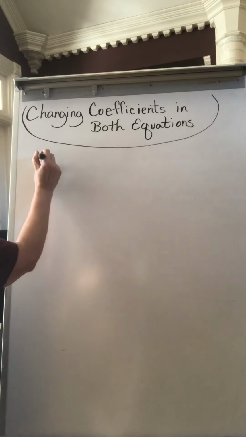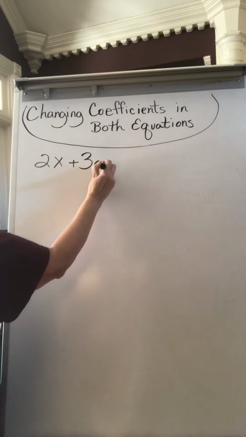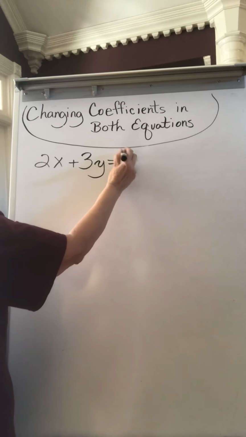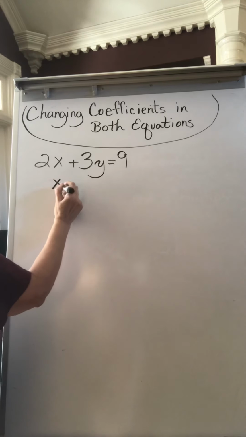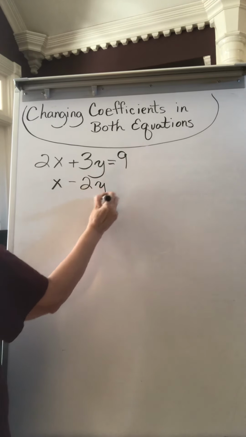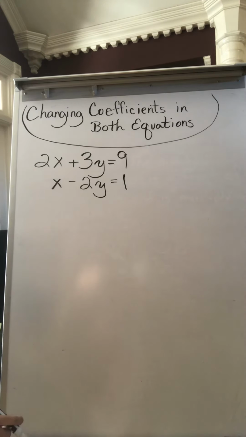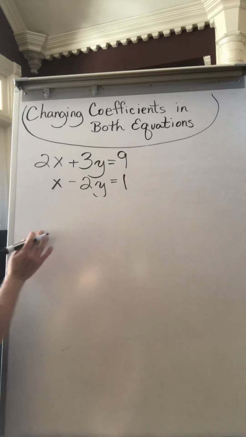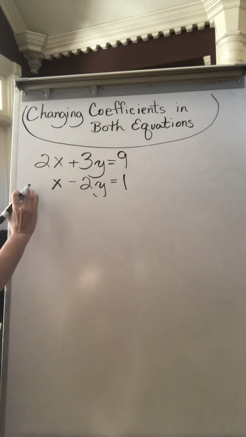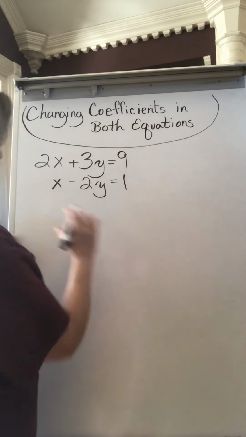Okay. 2x plus 3y equal 9. Okay, got started out right. And then x minus 2y equal 1. All right. So we want to change one of these equations to make it something that we can work with, okay?